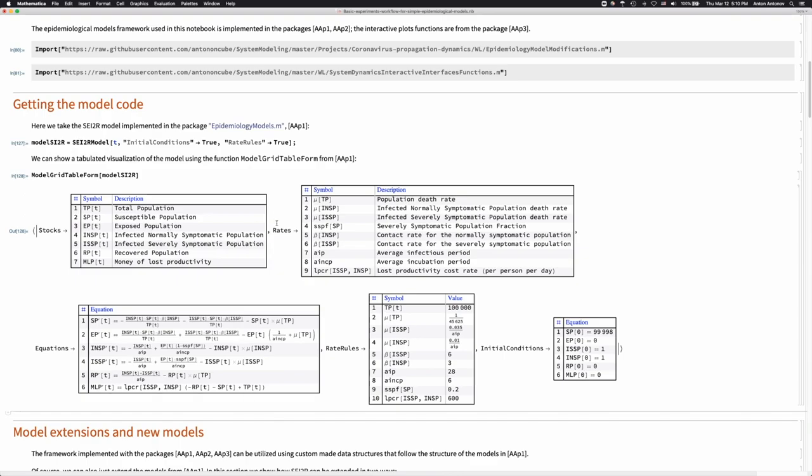We choose some ratio which is 20%, and it's specified here. This rate here, SSPF, is 20%, and it's also explained in the dictionary of the model. The models I'm looking at, this data structure, is in Mathematica. Mathematica has the structure association, so I have associations, or dictionaries in some other languages. In these associations, you can see stocks, rates, equations, rate rules. These are the rate values adopted in the initial conditions. This is what my model is.